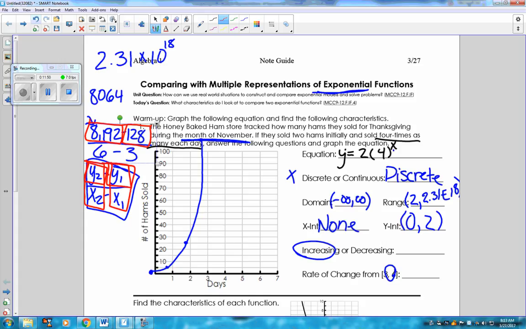Okay? So when we plug in 8,192 and we subtract 128, you should have gotten 8,064, correct? I'm going to go back to blue. I'm going to divide that by 6 minus 3. What's 6 minus 3? So my rate of change from the interval 3 to 6 is 2,688.